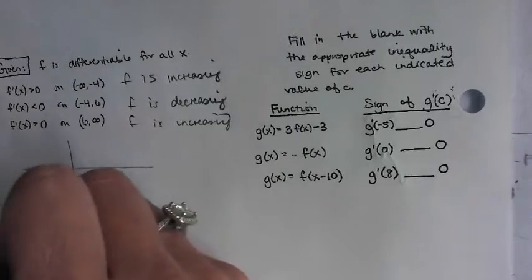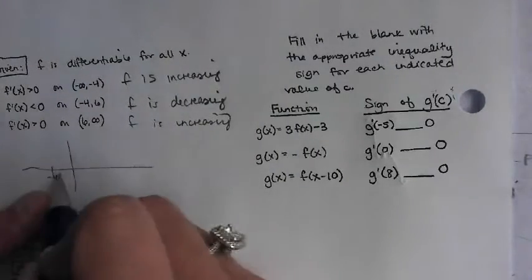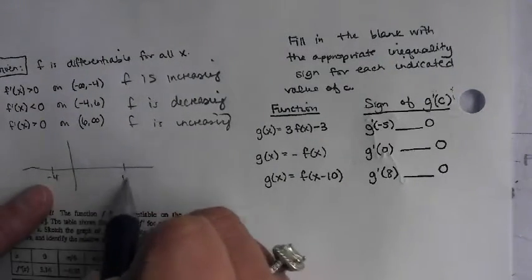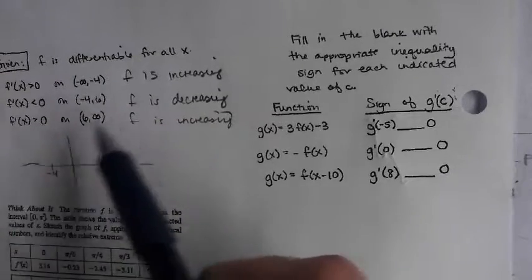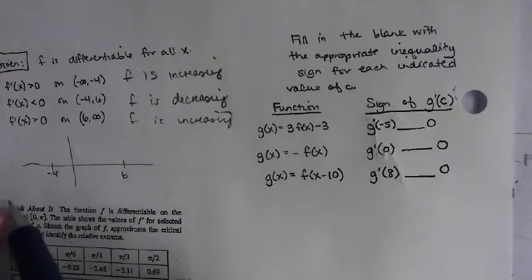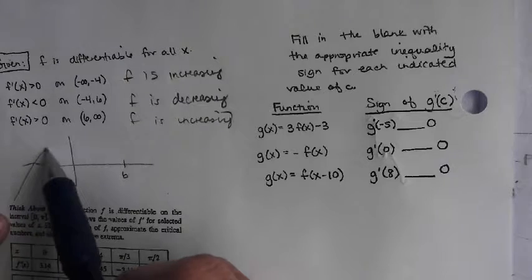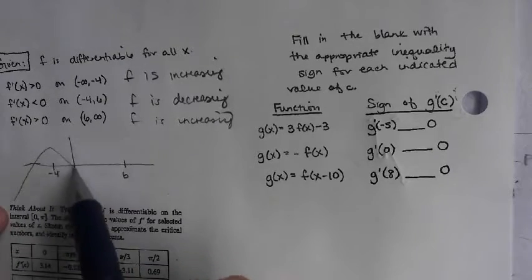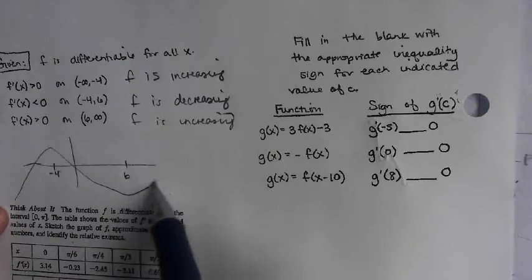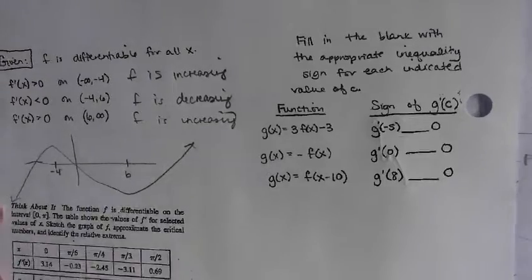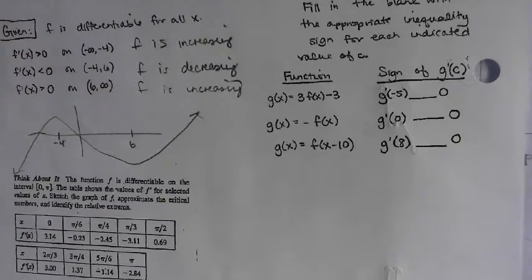From negative infinity up until negative 4, we're doing something. Then from negative 4 to 6, we're doing something else. So we are increasing until we get to negative 4. Then we are decreasing until 6, at which point we are increasing again. Anytime you're going backwards, the location doesn't matter, but the general shape should be there.